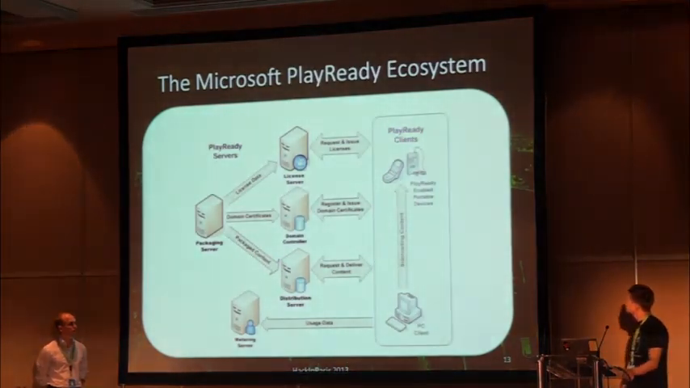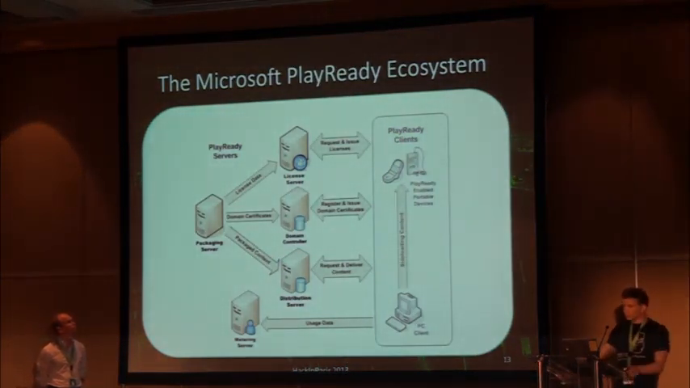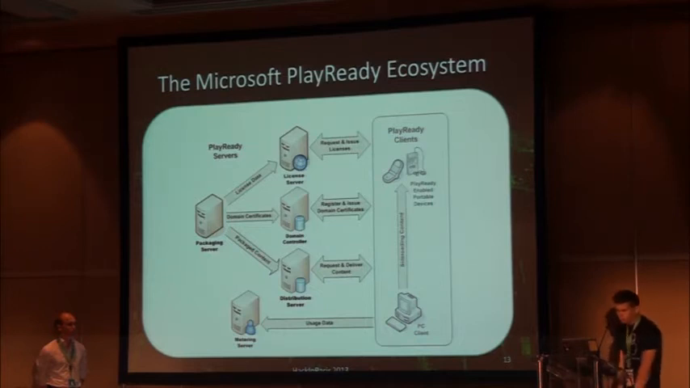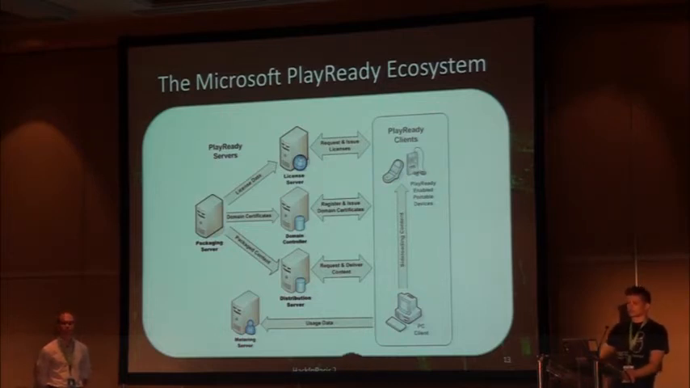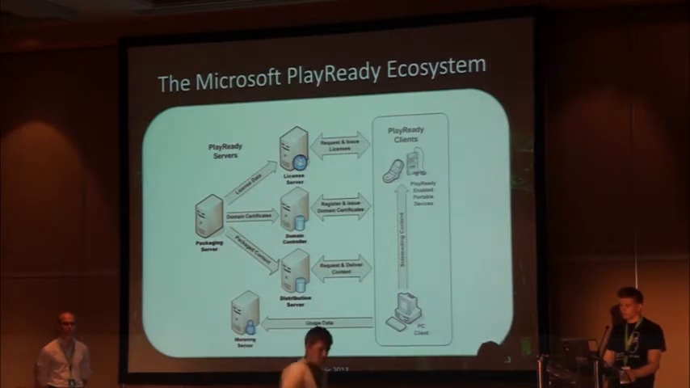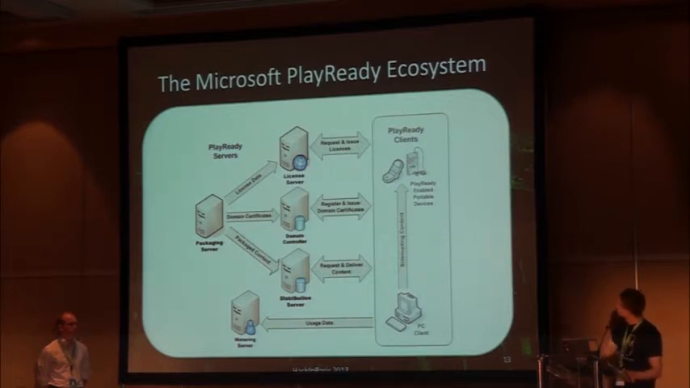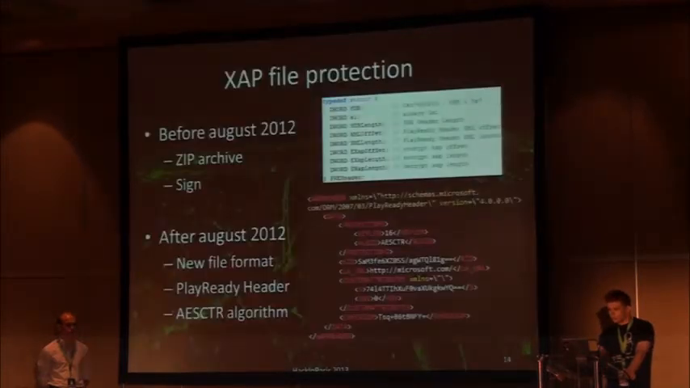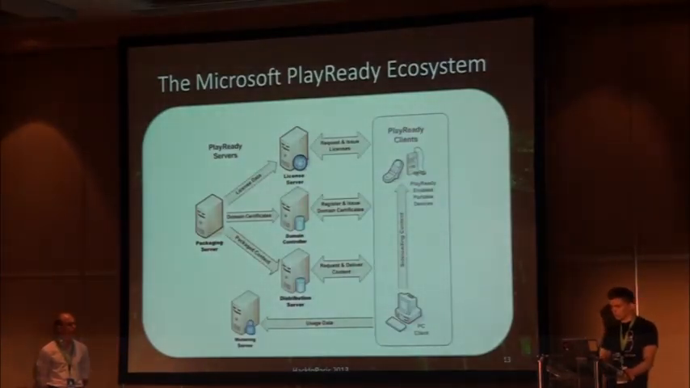On this slide, you can see the Microsoft PlayReady architecture. When a developer submits an application, the package server takes the unprotected content and packages it for distribution. After that, the protected content is copied to the distribution server and the license for it is copied to the license server. Before a client can play back content, or install an application in our case, it must acquire a license from the license server.